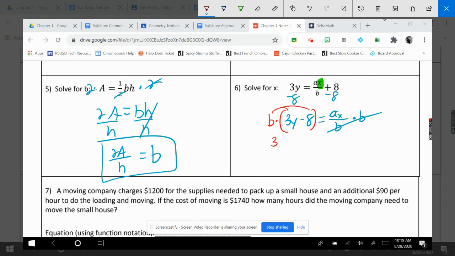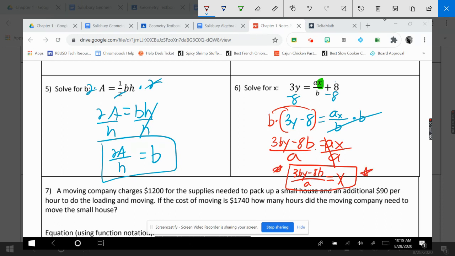So I'm going to get 3by minus 8b equal to ax, and then divide everything by a. And in this case, since nothing simplifies in these, you could actually just rewrite this whole thing over a. That cancels. So then I have x is equal to 3by minus 8b all over a.